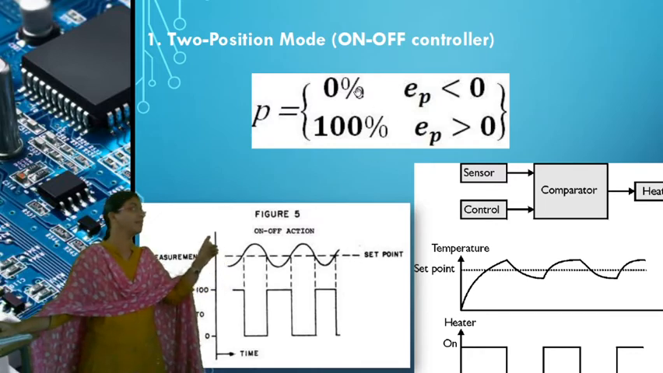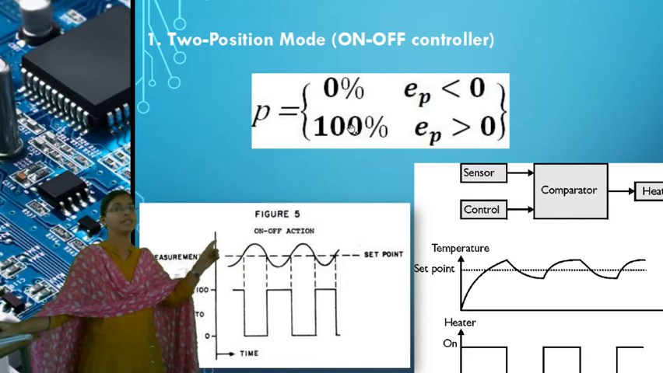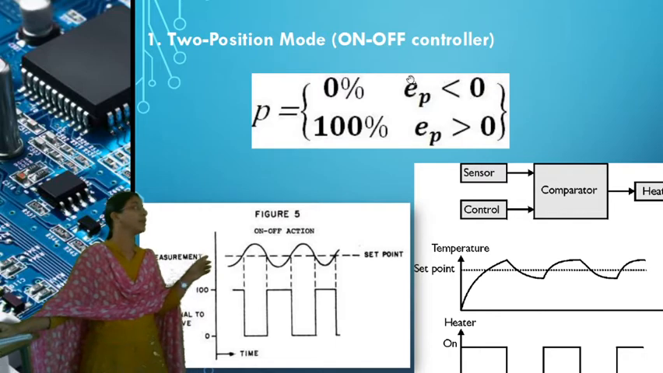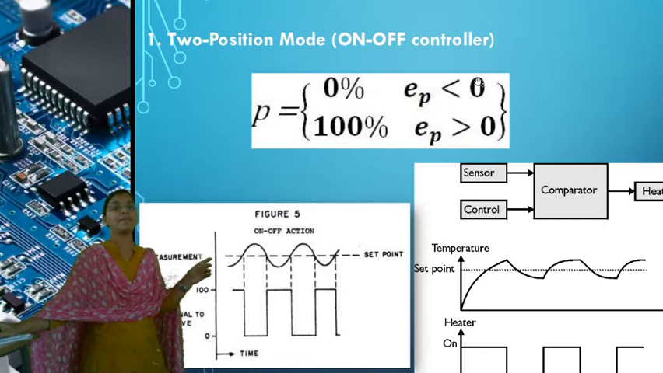Here you can see the formula: the controller output will generate 0% when E is less than 0, and 100% when E is greater than 0. What about E here? E is nothing but R minus B. R is the set point, and B is the measured value, whatever value is measured by the measurement system. So if the R minus B value is less than 0, then you get E as less than 0 here. R minus B being less than 0 means the E value is less than 0.